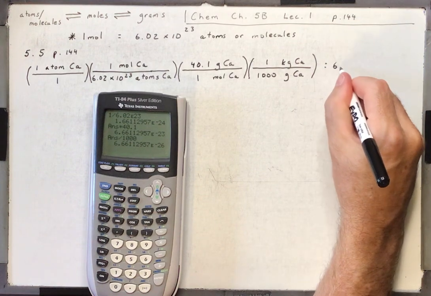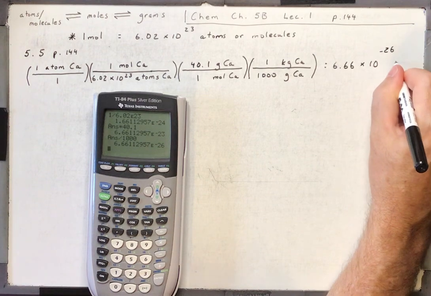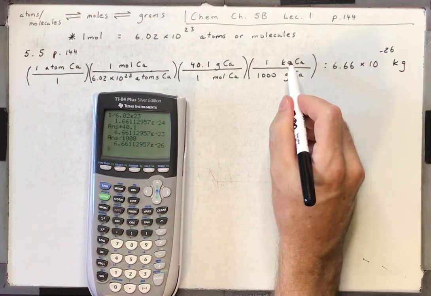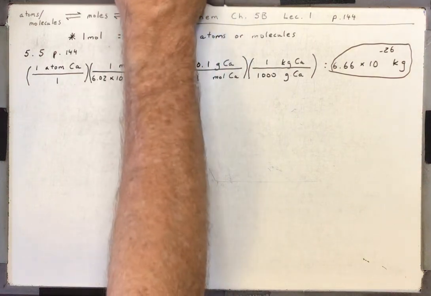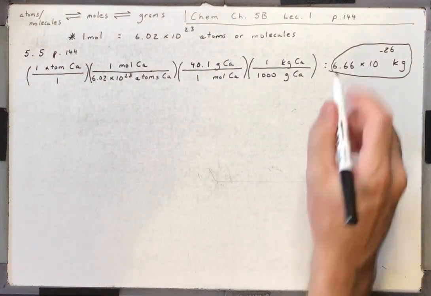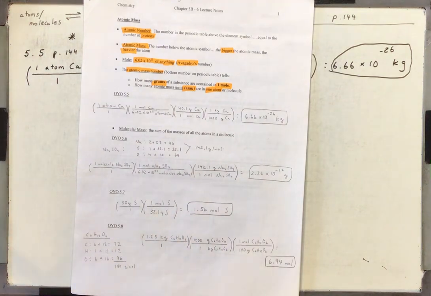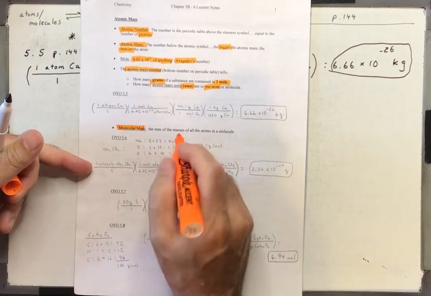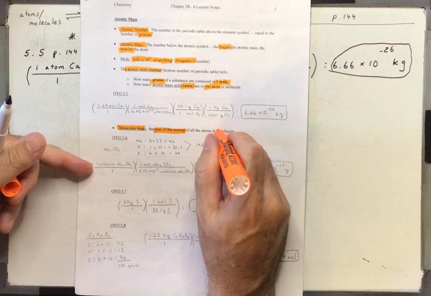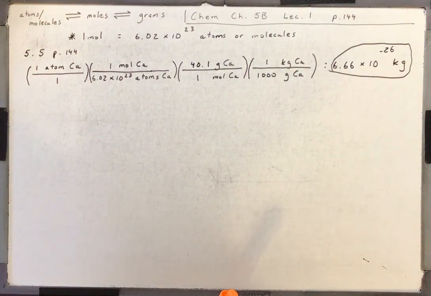So that's 6.66 times 10 to the minus 26 kilograms. Remember, your final unit is the one that's on top in your last set of parentheses. One atom of calcium doesn't weigh very much, and you wouldn't think that it does, would you? Our next vocab term is molecular mass. There's nothing fancy about that, it's the sum of all the masses in a molecule. So instead of a single atom of an element, you have a molecule.